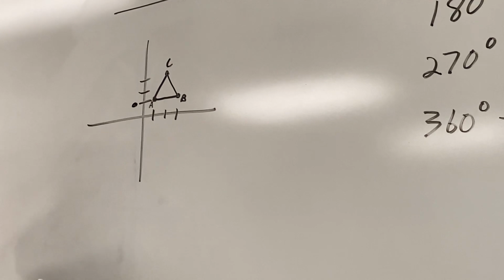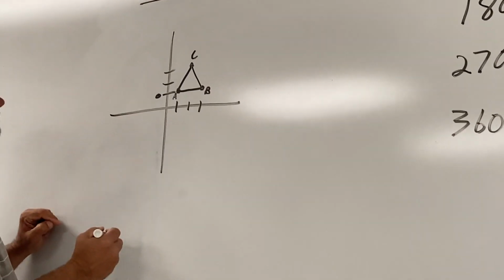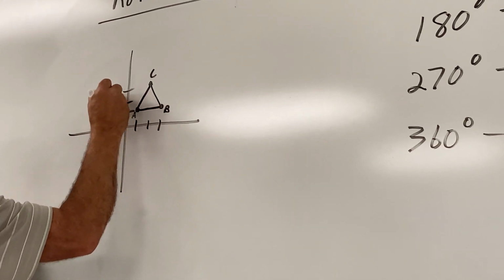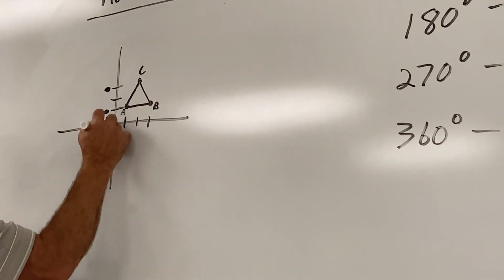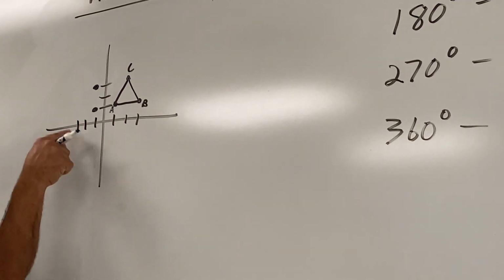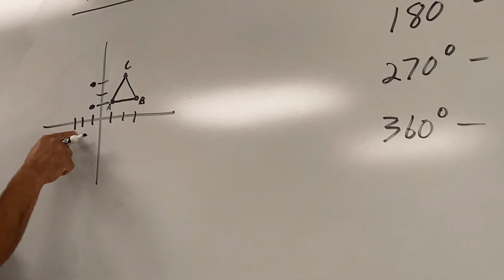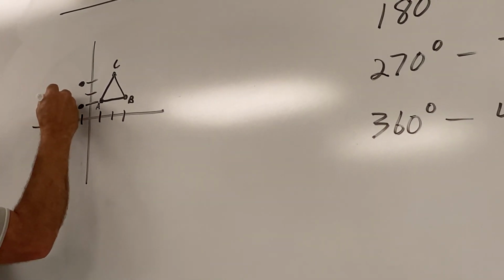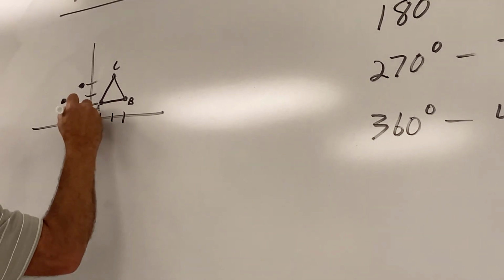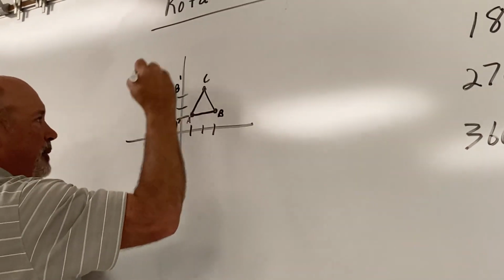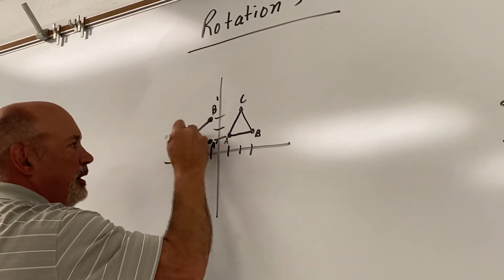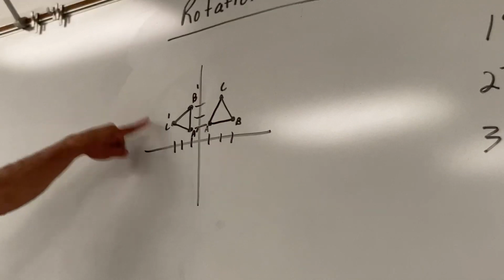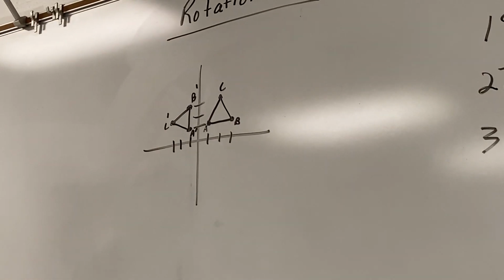Where is B going to be? Straight above it? And where's C going to be? At -3. Give me a point. -3, 2. -3, +2, right there. So look, once we rotate it, A prime, B prime, C prime will be here. Your new picture should be the triangle now facing C to the left. Are you with me? Okay.